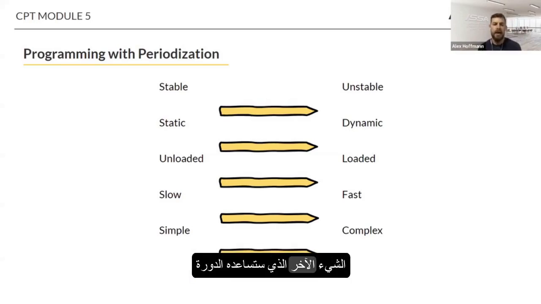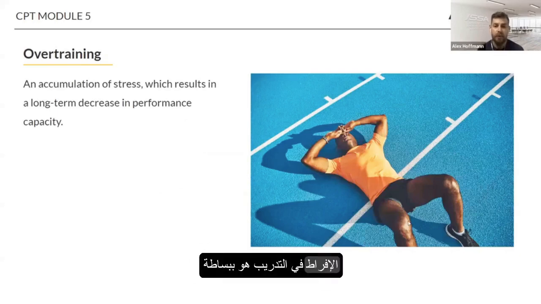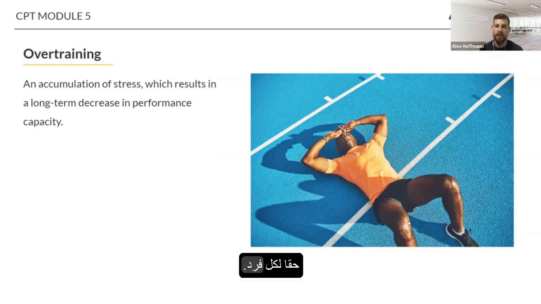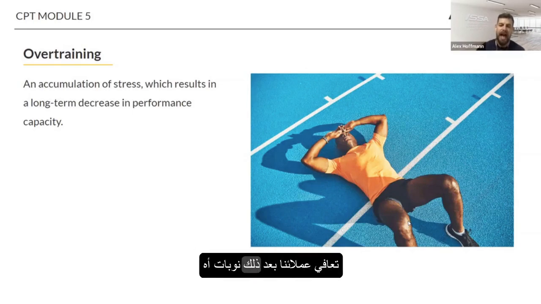And again, the other thing that periodization will help with is preventing overtraining. So overtraining is simply the accumulation of stress that's going to result in performance decreases. And so overtraining is typically preceded by doing a stimulus at too high of intensity for too long. And that can really be different for each individual. And so we always want to monitor how our clients are recovering after bouts of exercises with us. And we only do that by tracking.